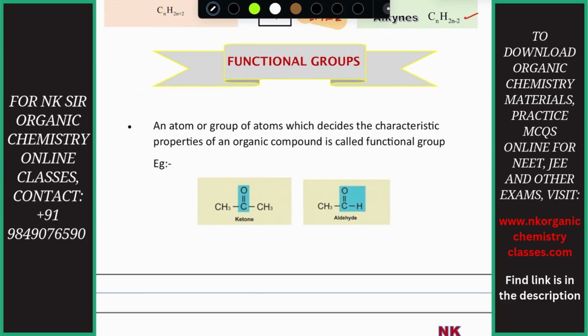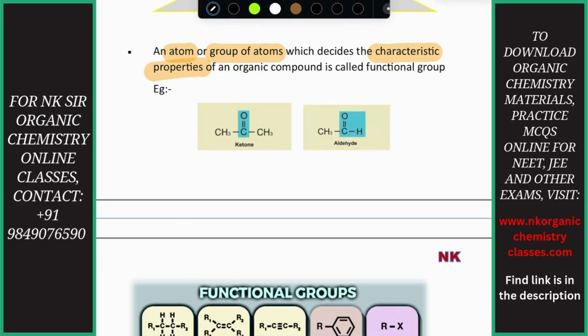Now we will study about the functional groups. So what is a functional group? An atom or group of atoms which decides the characteristic properties of an organic compound is called a functional group. So the functional group will decide the characteristic properties of the organic compound. For example, in this compound, ketone is the functional group, whereas in this compound, aldehyde is the functional group.